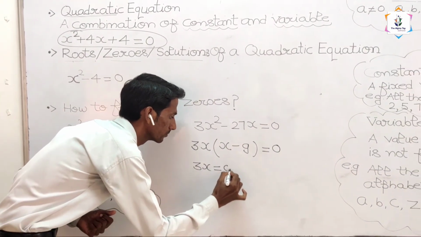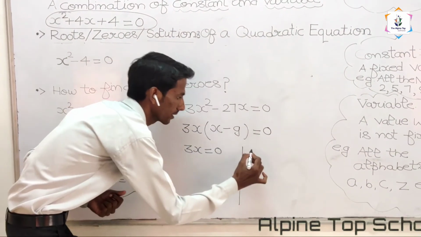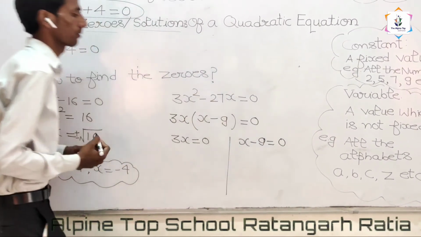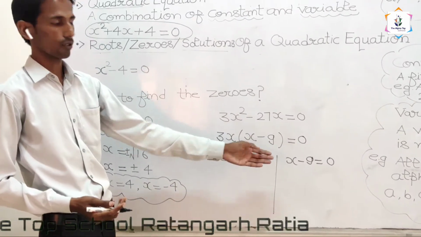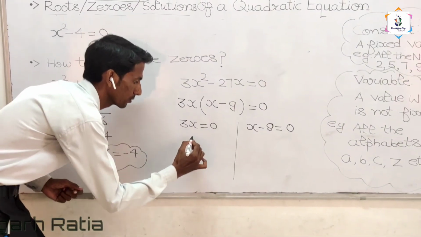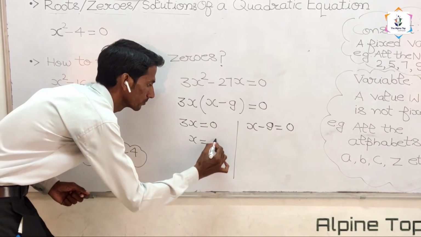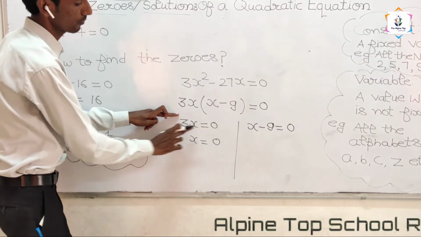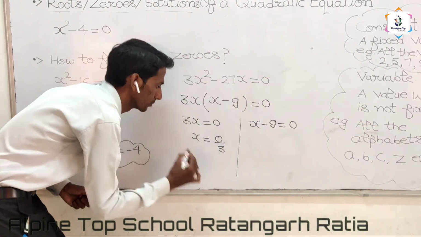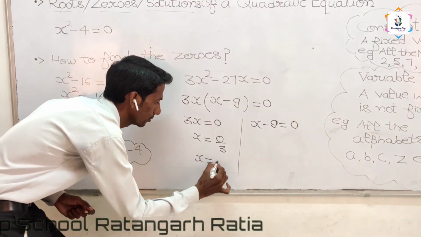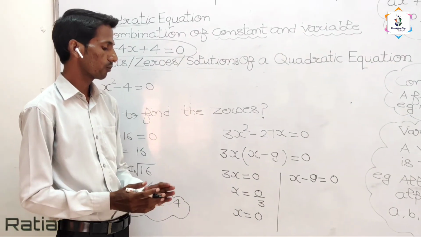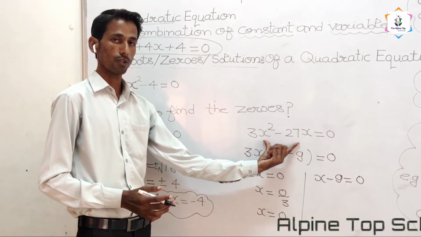3x is equal to 0. In the second case you can say that x minus 9 is equal to 0. Now individually we can solve. 3x is equal to 0, then x is equal to 0. 3 is in multiplication form; when you transfer it to the right hand side it will divide 0. It means x is equal to 0. This is the first solution, first root, first zero of this quadratic equation.